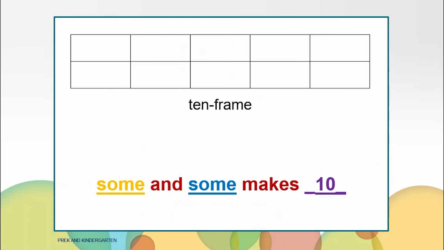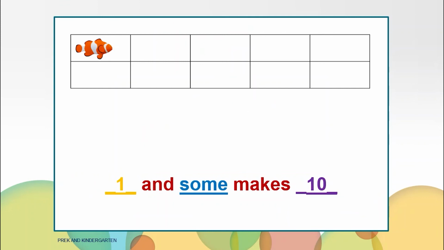One way we can do this is to use a 10 frame. Let's start by putting one orange fish. One and some makes 10. We have one orange fish, so if we have 10 altogether, how many blue fish will we need to make 10? How do you know?